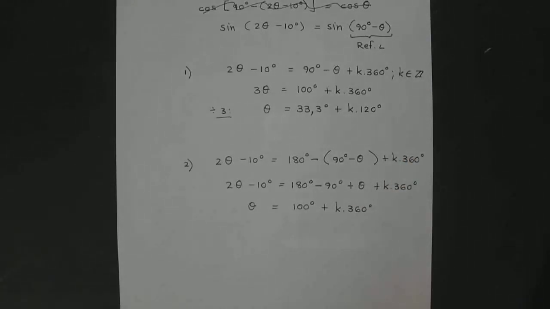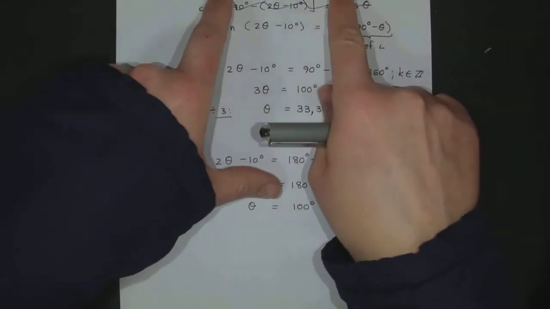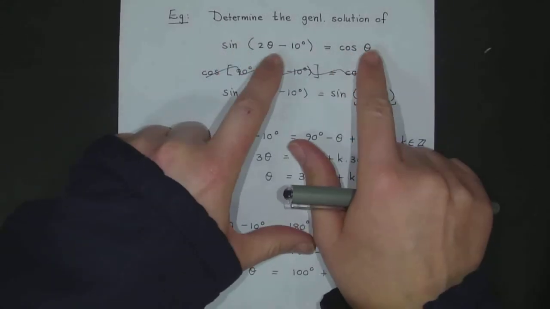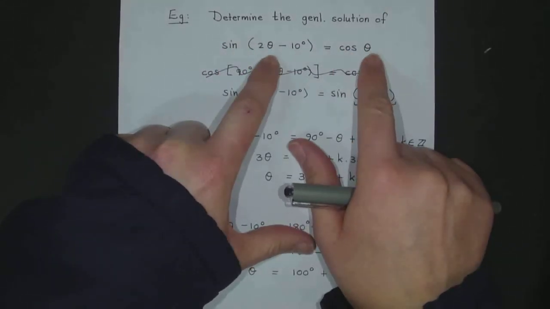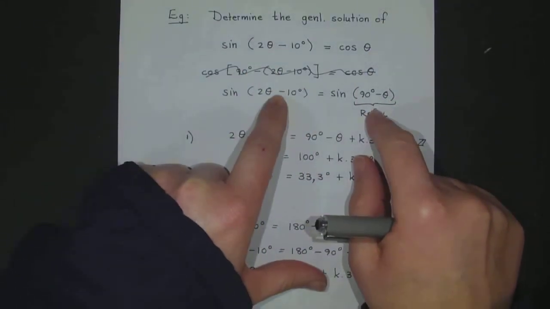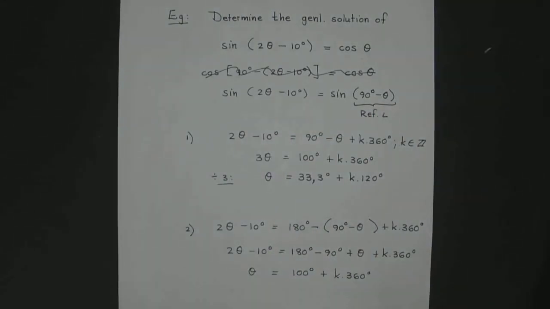And this is then specifically if you have a sine function and a cosine function on opposite sides of the equal sign, but the angles are not the same. So I cannot use the tan function identity. I have to use my complementary angles. Complementary angles, complementary functions. So that's it.